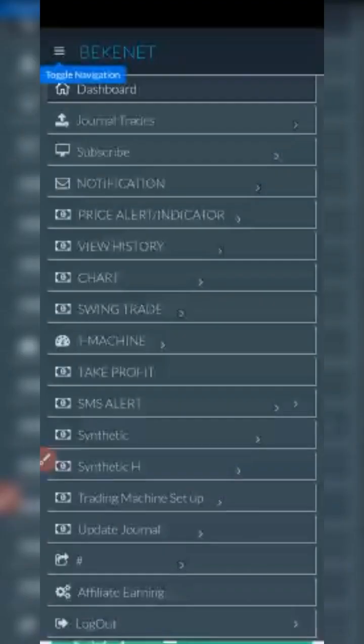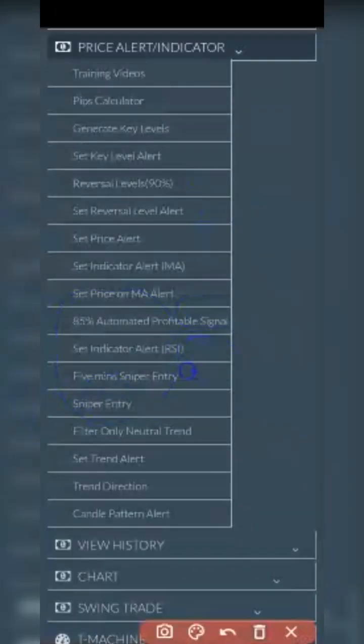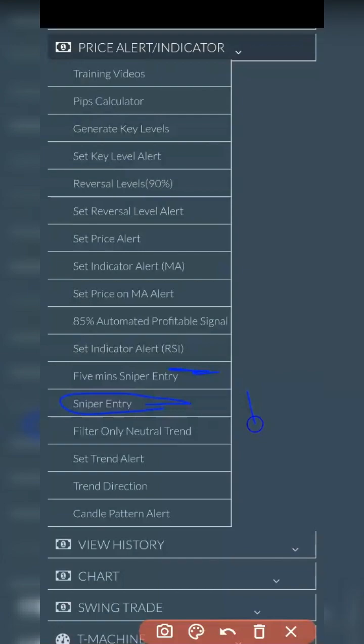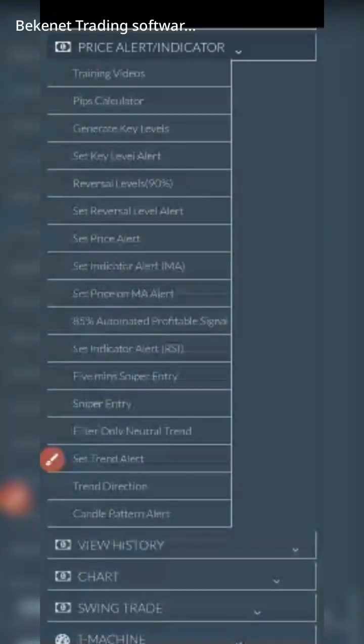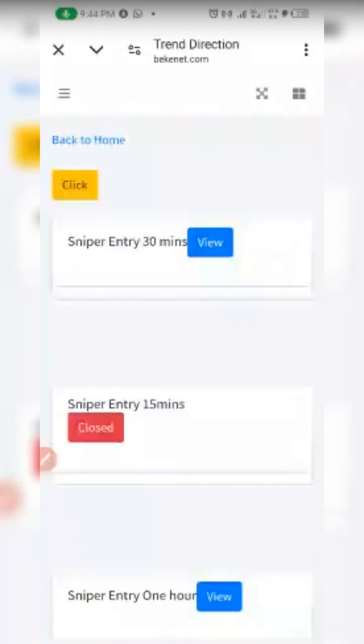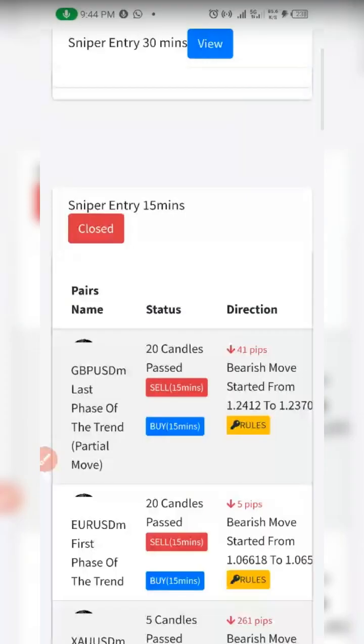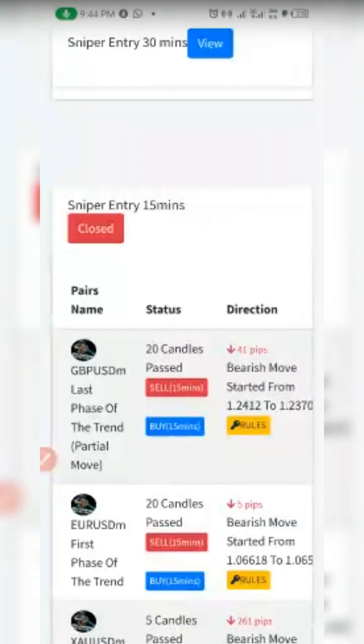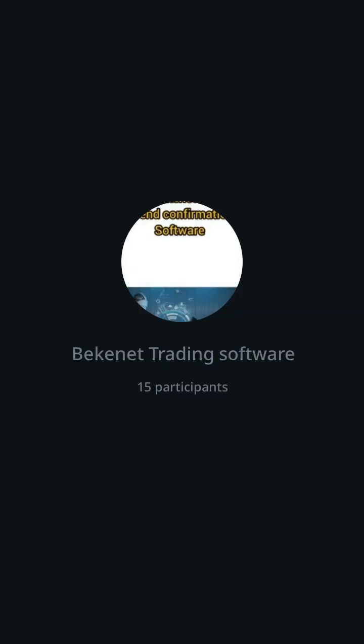Let me show you. I'll come here, click this place, look at it, sniper entry. We have it for 5 minutes. This is the general sniper entry that is composed of 1 hour, 15 minutes, and 30 minutes. So now let's look at the sniper entry before we go to the 1 hour. So let's use 15 minutes. Now, the purpose of this sniper entry is for those who love tight stop loss. You understand? Those who love using 15 minutes, 15 pips, 10 pips, 20 pips, 30 pips.